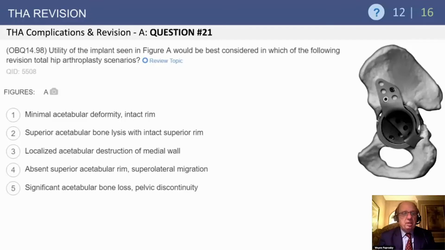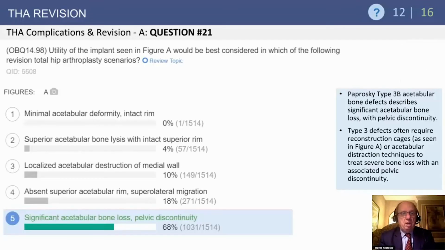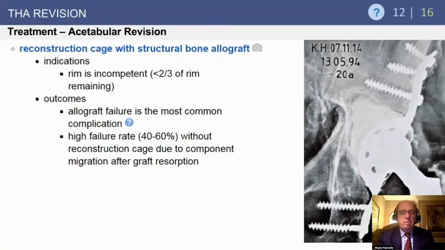When you see this, it means there's probably a discontinuity, a high suspicion of discontinuity and a significant amount of bone loss. These are definitely type 3B defects. Discontinuity till proven otherwise. These are treated with either these cages, a combination of cup cages. We have some new data on distraction techniques for these discontinuities, but a simple porous-coated large cup does not work in these instances. These are 3B defects and require much more involvement.